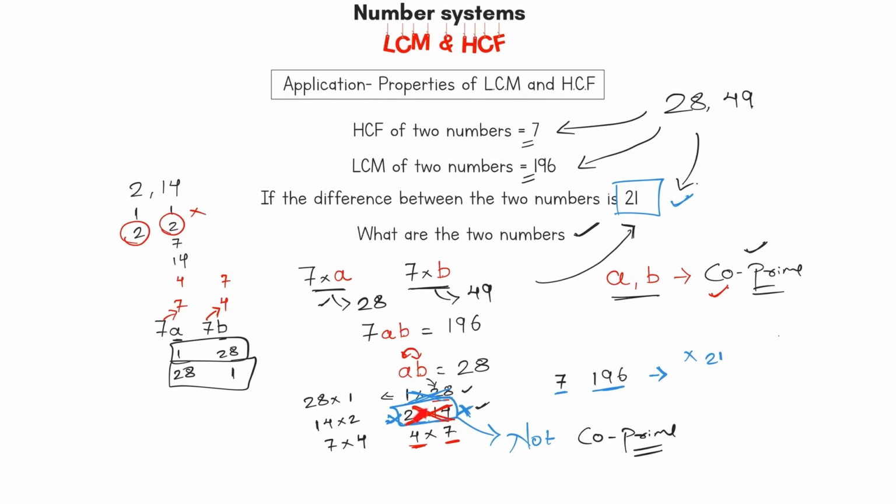I eliminated a few combinations by thinking that A and B have to be co-prime. So some of them are gone. Then I realize what is remaining. From that remaining, am I getting my condition satisfied? Yes. So that is my answer.